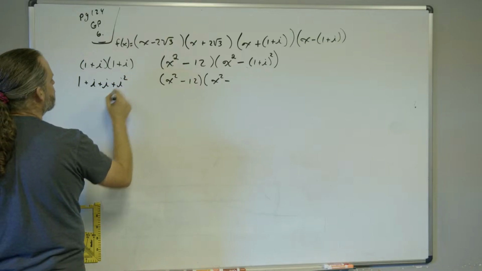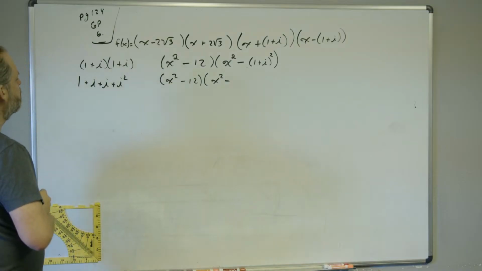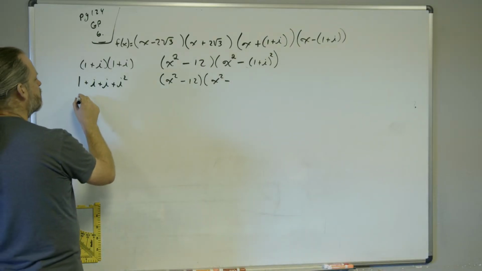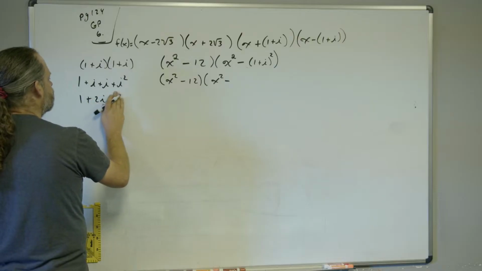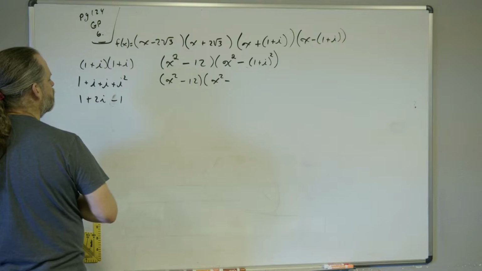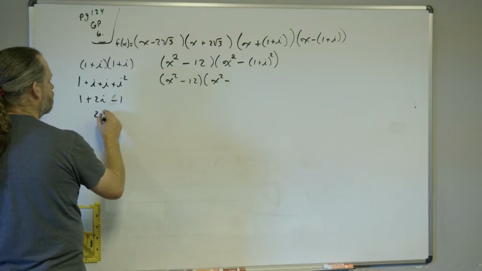Plus I squared. I feel like it's not going to cancel out, but maybe I should just try and do the math. This is working pretty well so far. That's what I'm getting, and I keep ending up with 2i. And the i won't go away.